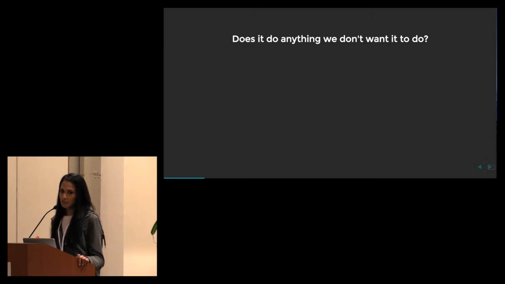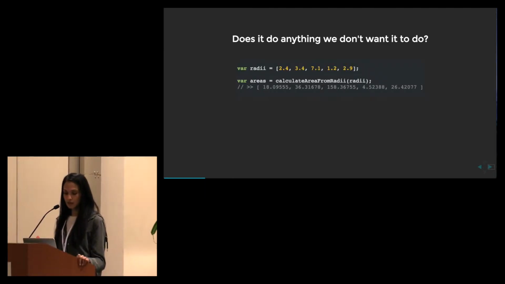But we also want to ask, does it do anything that we don't want it to do, right? So let's say we do that again. This time we check what the original array of radii is, and we see that the function mutated that original array of radii. This is already giving a red flag, because what if we needed that array of radii later on in the program, right? We just completely mutated it.